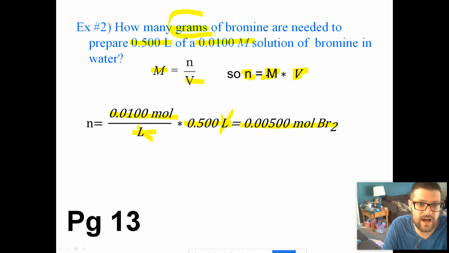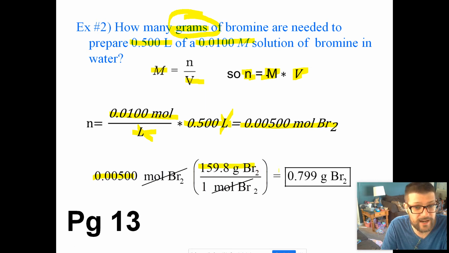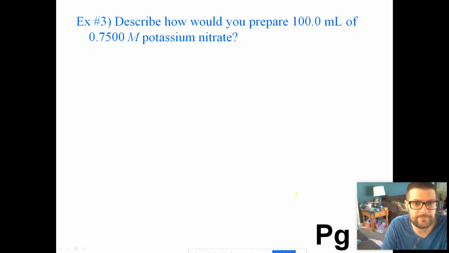Now, one more thing. It doesn't ask me how many moles of bromine, because again, that's not a very useful value to have in and of itself. But what it can tell us is how many grams to measure out, which is something we can much more easily do in a lab setting. So now we take our number of moles that we need, multiply it by the molar mass, and now we know how many grams of this chemical we need to prepare that solution. Okay, so you can see this can be pretty useful in a lab setting.